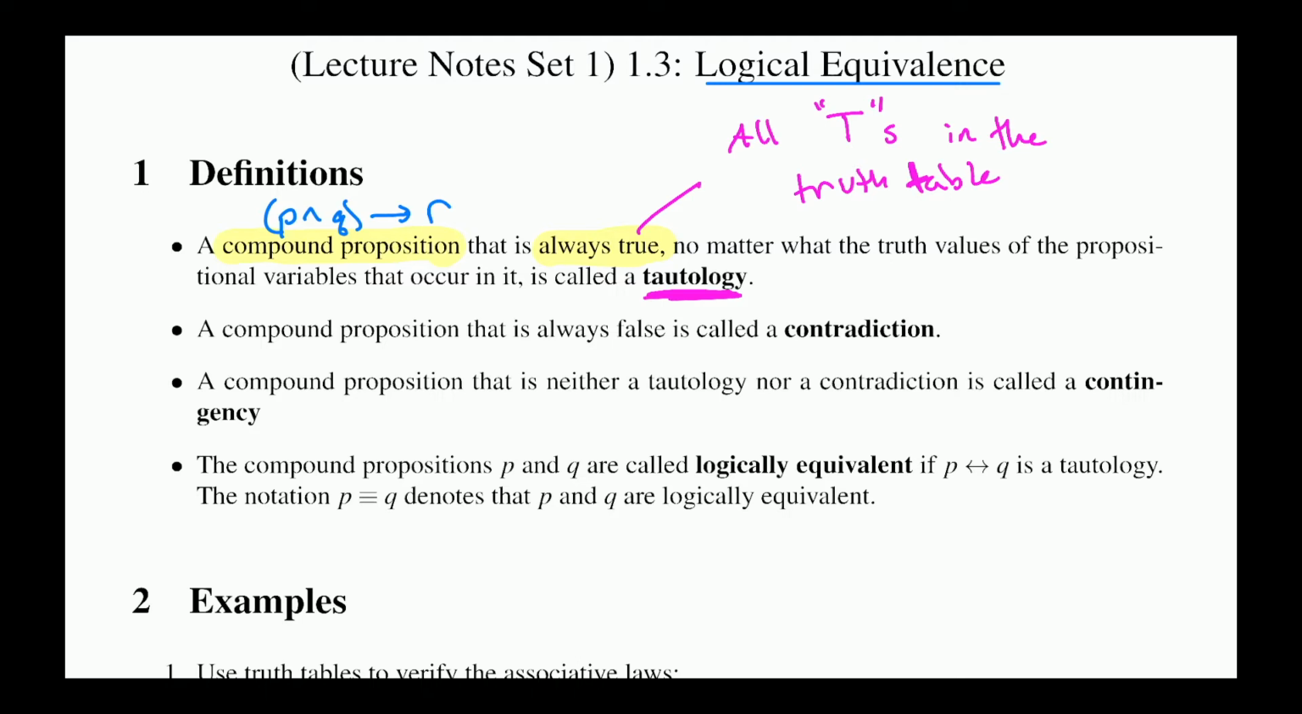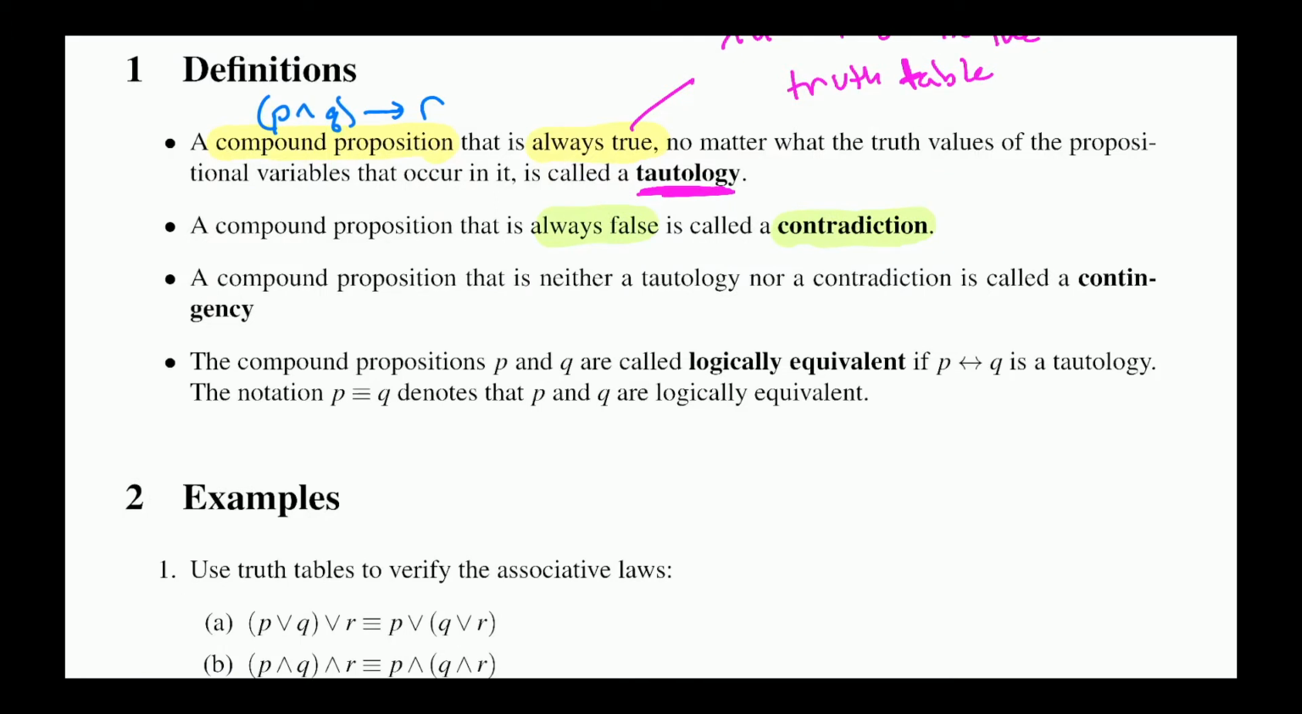Now, if you find a compound proposition that's always false, then that's called a contradiction. So always true is a tautology, always false is a contradiction. And if it's not a tautology and it's not a contradiction, so it's not always true, not always false, then it's called a contingency. That's something that's sometimes true and sometimes false. Some T and some F in the truth table.